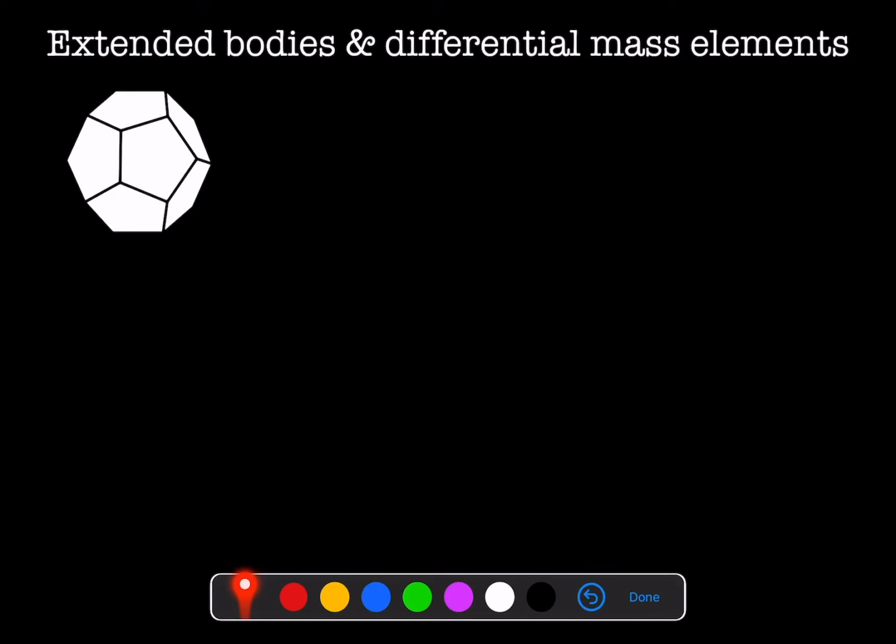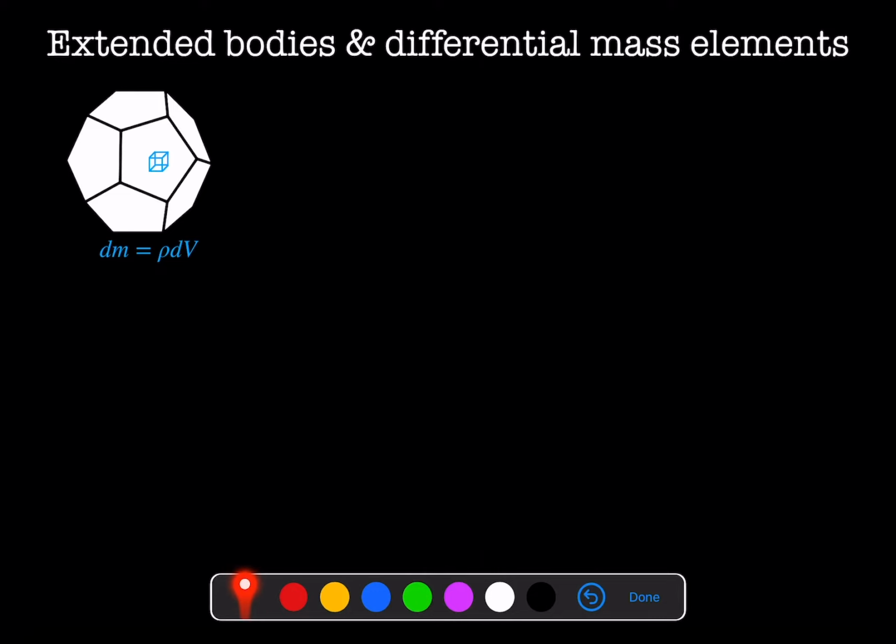In this video, we're going to be talking about differential mass elements and variable mass systems. So imagine I've got this dodecahedron here, and I'd like to measure the energy of it. Assuming it has uniform density, I can take a differential mass element, dm, and that's going to be equal to rho, or the density, times the differential volume element, dv.